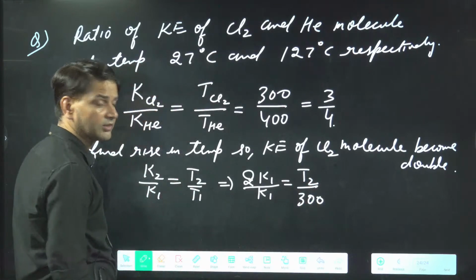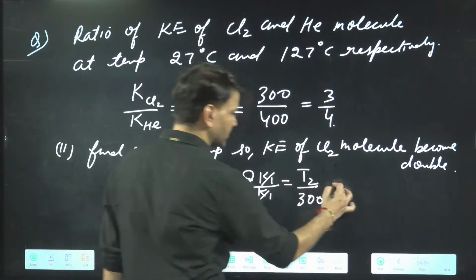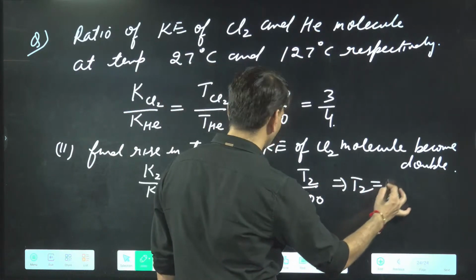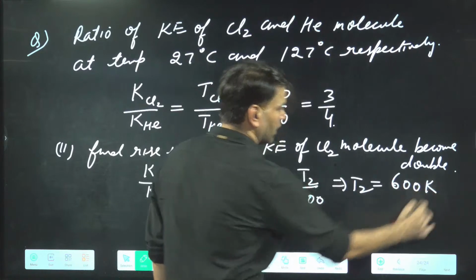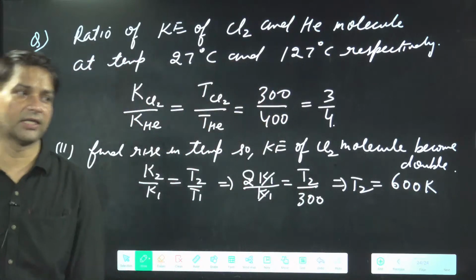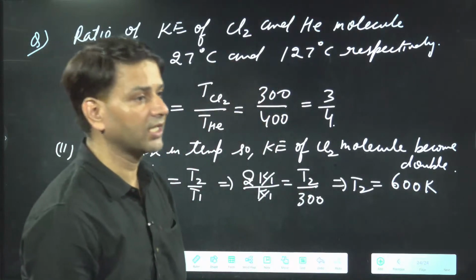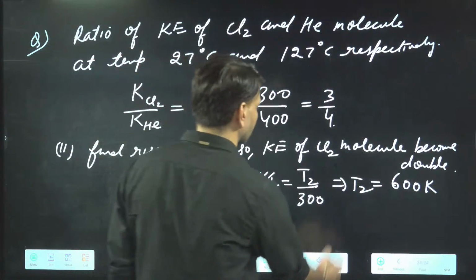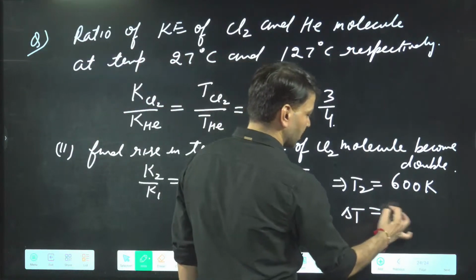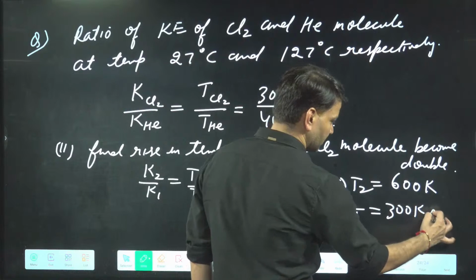300, that is 27 degrees C. Then this and this cancel out. What is the T2? T2 you got 600. Now initial temperature is 300, final temperature is 600. How much temperature rise? 300 Kelvin. So delta T you can say 300 Kelvin or 300 degrees C.